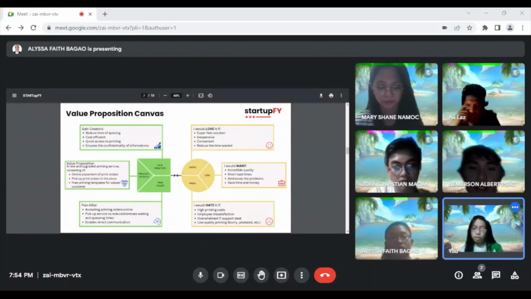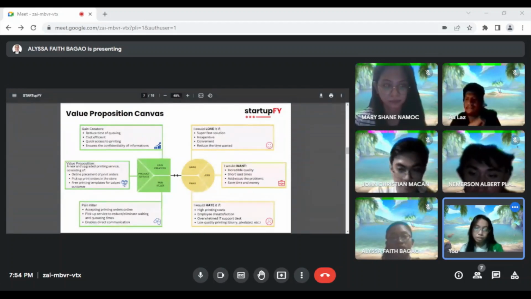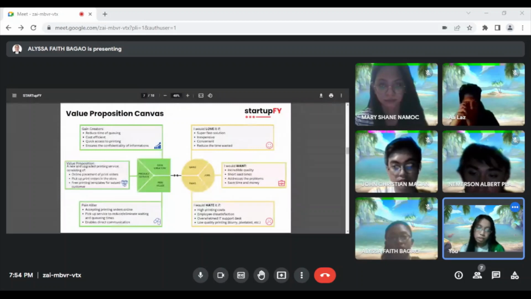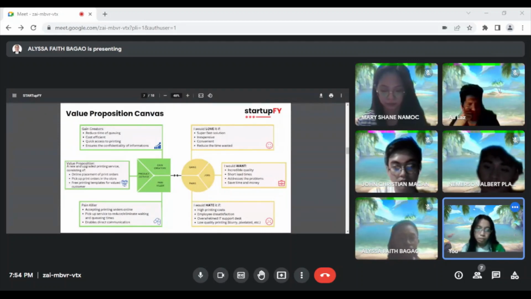Printing is the job that the customer wants to be done. Of course, they want these prints to be of more than average quality or incredible quality. They also want or need short lead times, which address the problems, and save time and money. And this would be further discussed in the gains and pains.